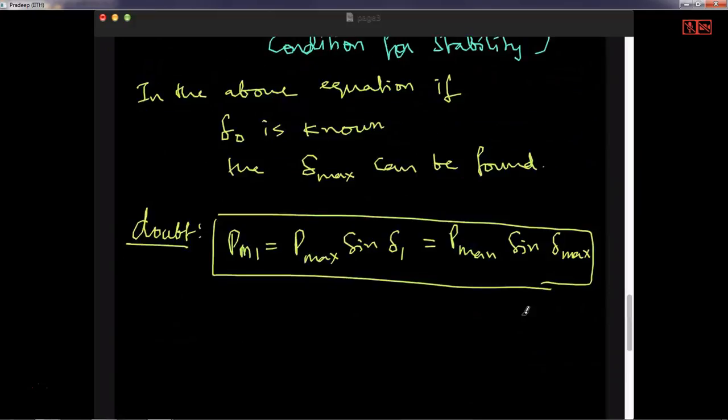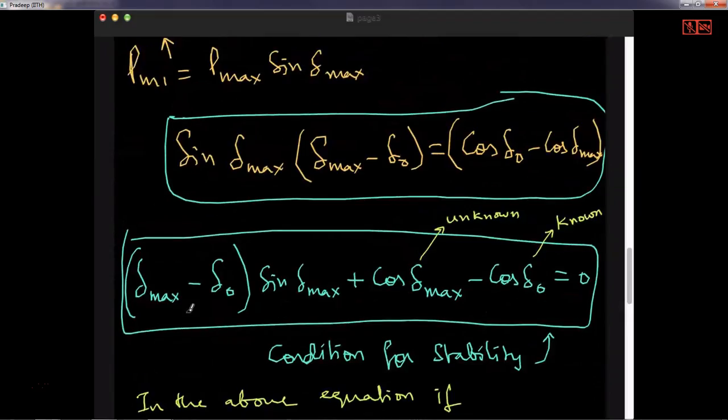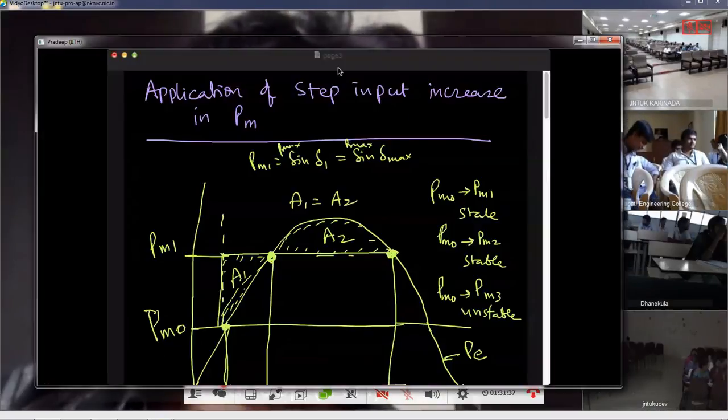Okay, so any doubts up to here? Just note down whatever is marked here. Note down this equation. We are going to solve it, and we are going to understand more about that. Example problem so that you will understand further.